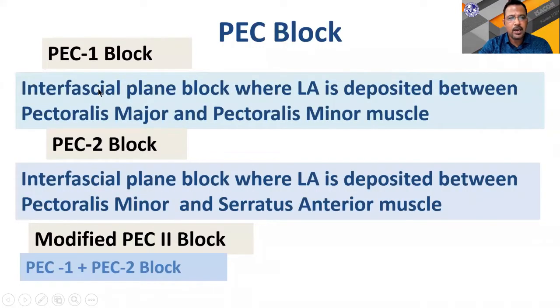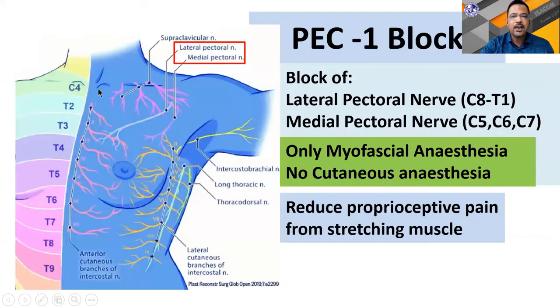Now coming to the PEC block, it is divided into PEC-1 and PEC-2. PEC-1 is where you deposit the drug between the pectoralis major and minor muscles, and PEC-2 is where you deposit the drug between the pectoralis minor and serratus muscles. And if you combine the two, it becomes a modified PEC-2 block.